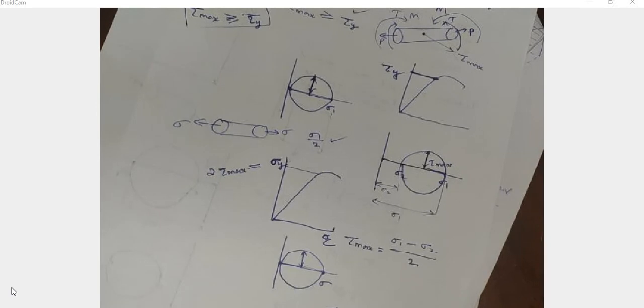Okay, so this is actually written here. Tau maximum is equal to sigma y by 2. That is written here. Similarly, tau maximum equal to sigma 1 by 2. From this we got tau maximum equal to sigma 1 by 2. So by equating this, we got sigma 1 is equal to sigma y. So that is the first condition.